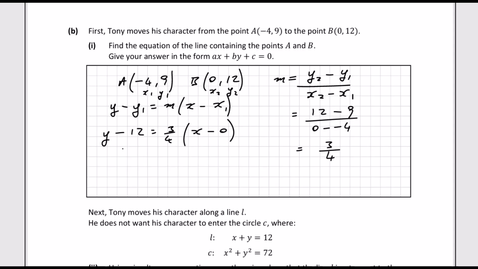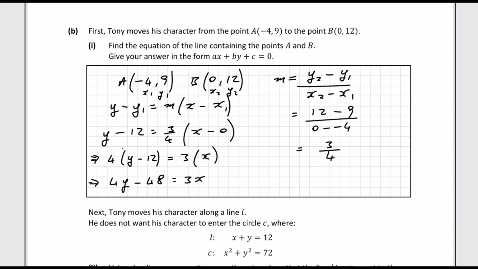So what you do here then is you take the 4 on the bottom of that fraction, and you're going to multiply both sides by 4. So you would write down 4 bracket y minus 12 is equal to 3 bracket x. So multiply it out. You've got 4y minus 4 12s, 48, is equal to 3x. We need everything over to one side.